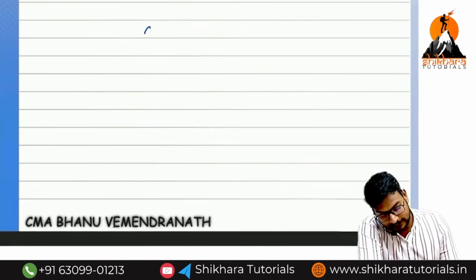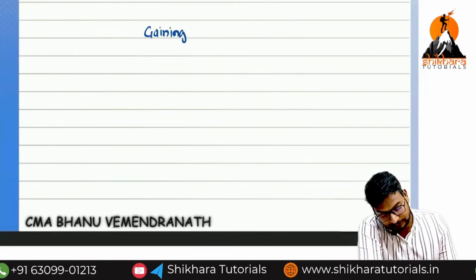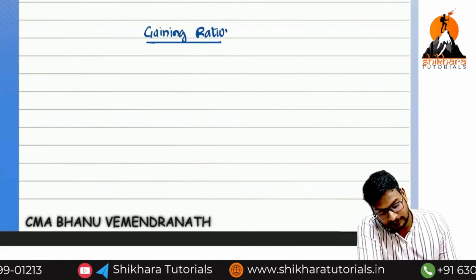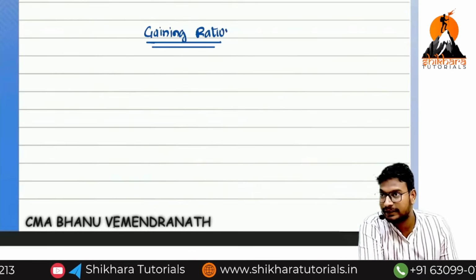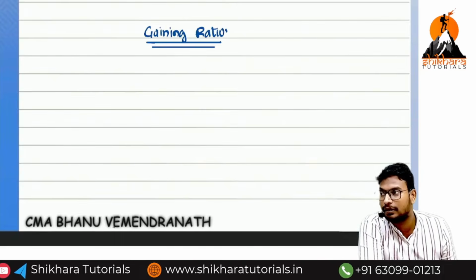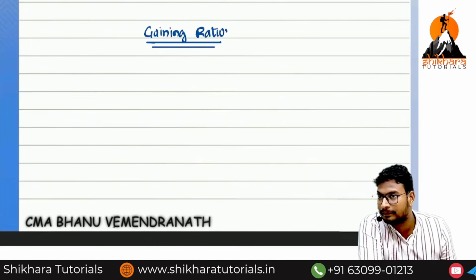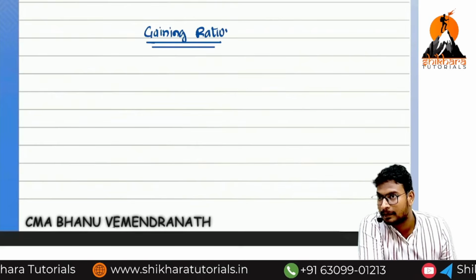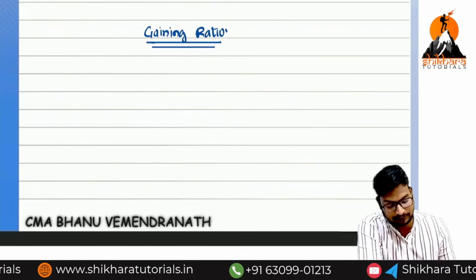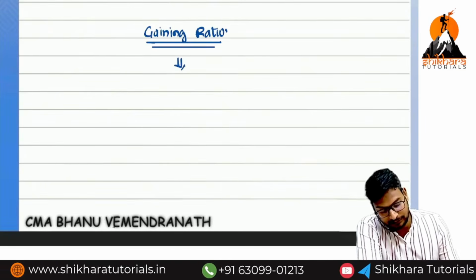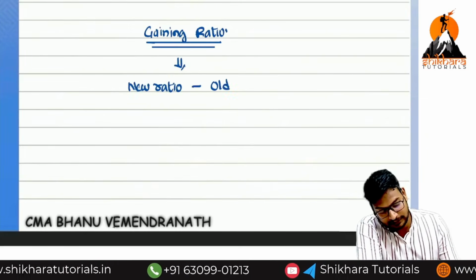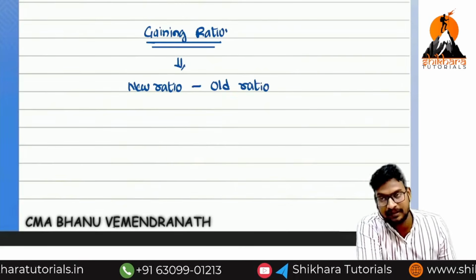So how to calculate the gaining ratio? Before that we are having the 3 partners. Now after retiring the 1 partner, only 2 partners will be available. Which ratio will be more and which ratio will be less? New ratio will be more when compared to the old ratio. So here the gaining ratio formula is equal to new ratio minus old ratio.